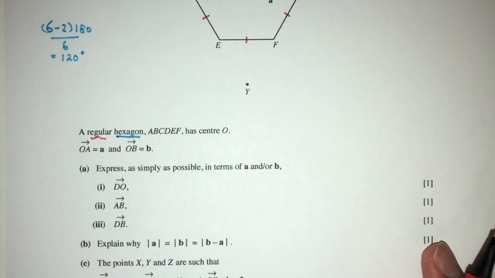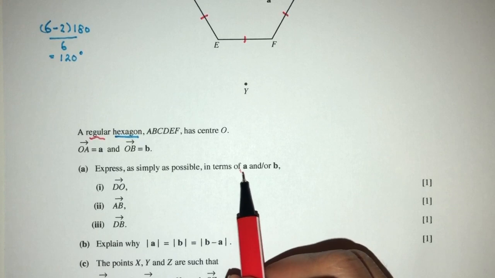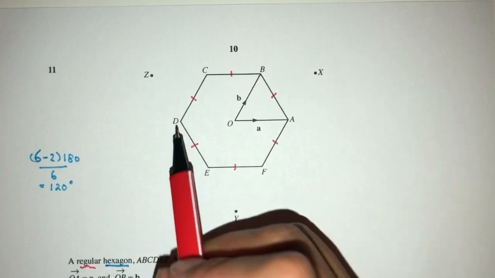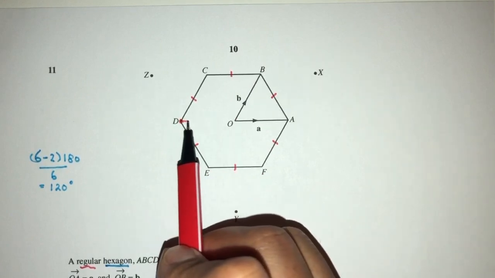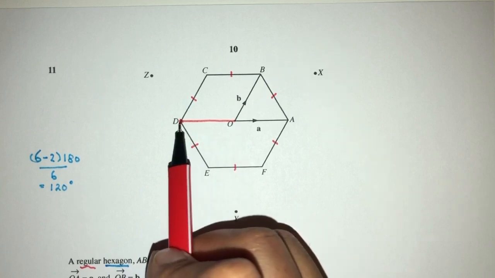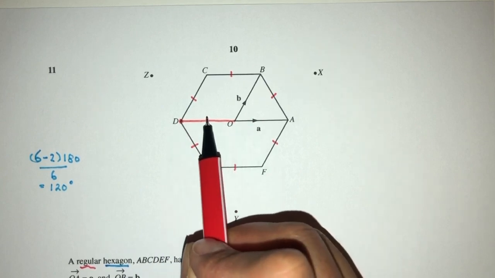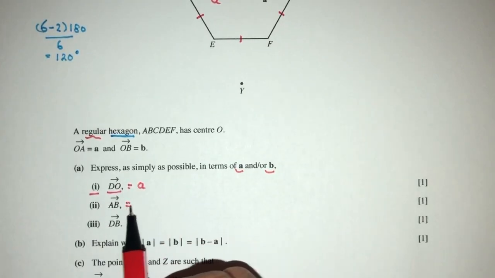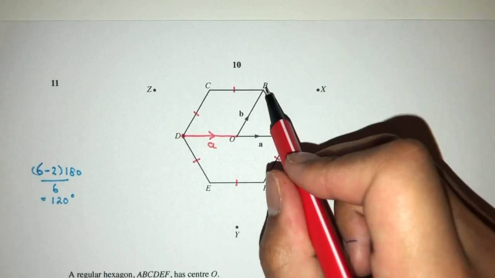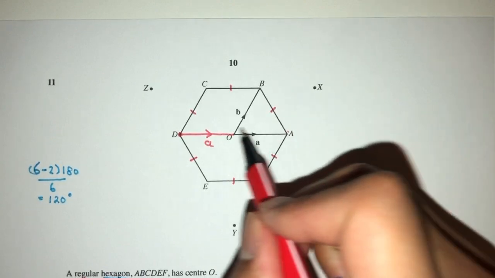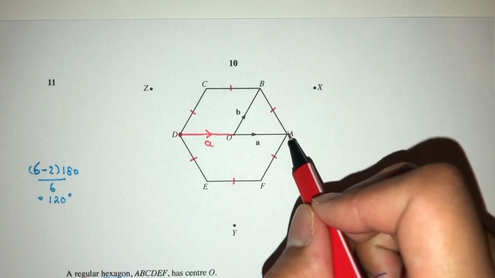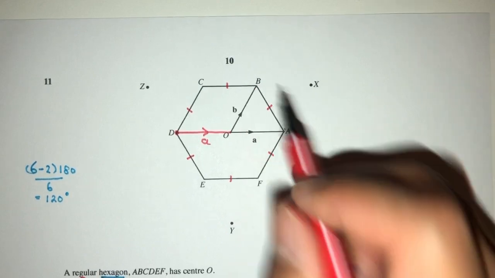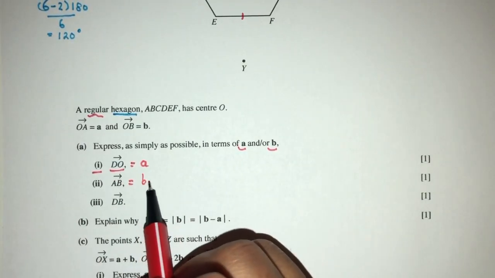Now for part B, we have to express as simply as possible in terms of A or B, part 1, DO. So where's DO? DO, D moving to O. As you can see, it's the same direction, same size as this, so it will have to be A as well. So that will be A. Now where's AB? A going to B, we can first take A, go to O, O go to B. Now A going to B will be in the opposing direction of A, so it has to be minus A plus B, which will be B minus A.